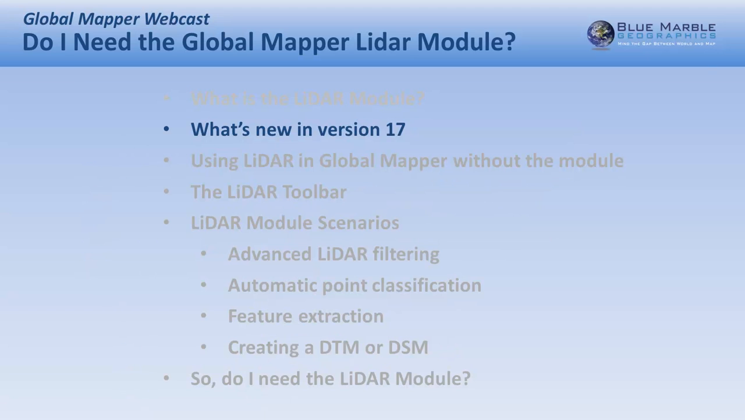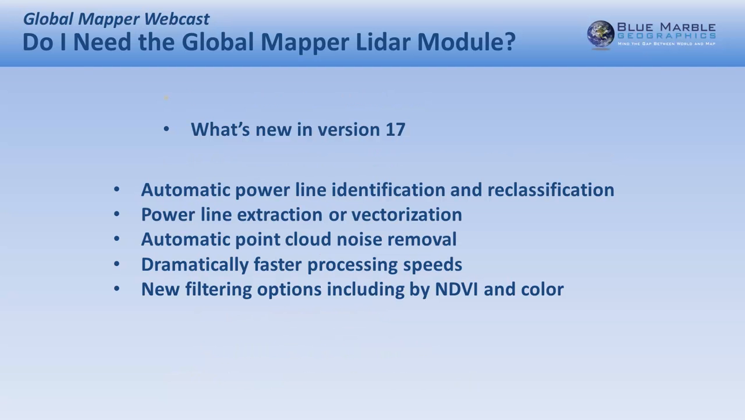Next point here is what's new in version 17. I figured we'd put this in at the start, so those of you who have been following the evolution of this component of Global Mapper can get up to date on what's just been added. Literally, some of these functions have been added within the last couple of days. We've added an additional reclassification function, and this is very, very cool.